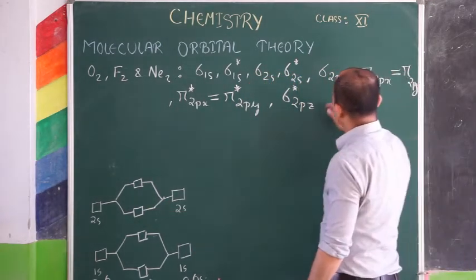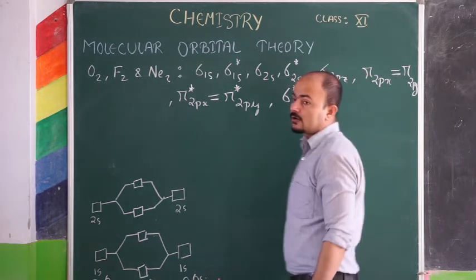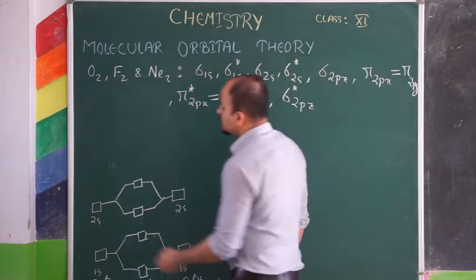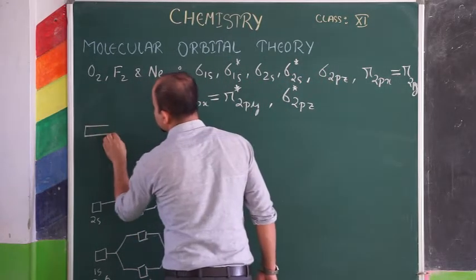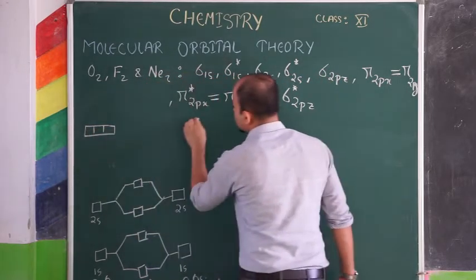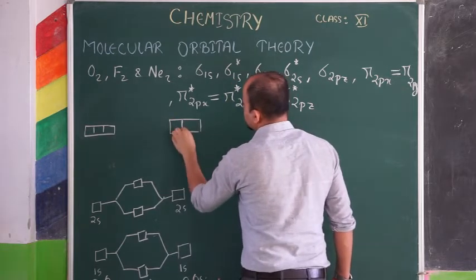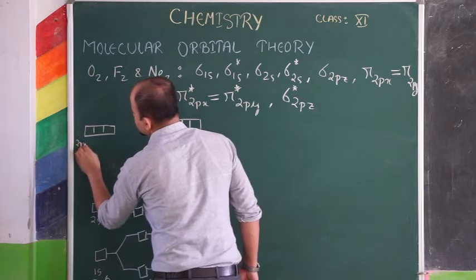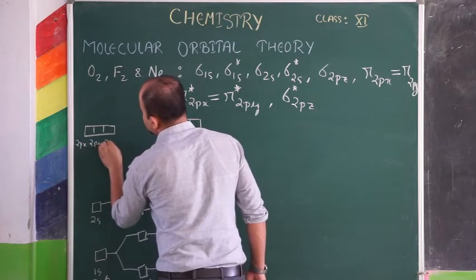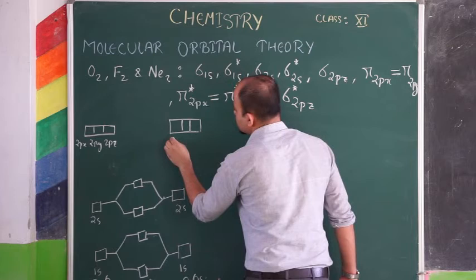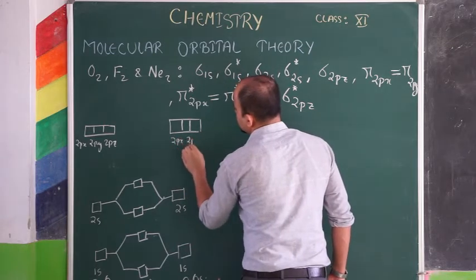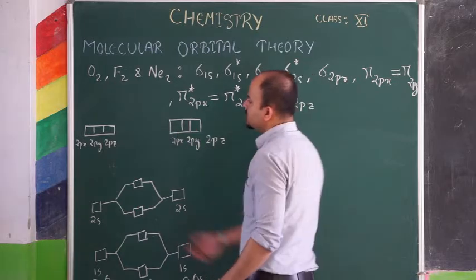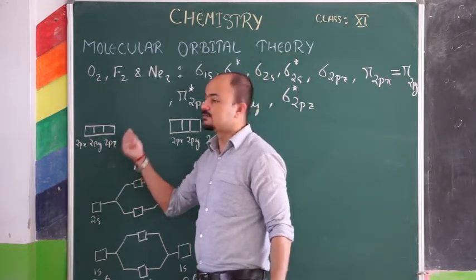Okay, then comes the p orbitals. Now in p orbitals you have three boxes. That means three boxes are there. 1, 2, 3. 1, 2, 3. So this is 2px, 2py, and 2pz atomic orbitals. This is also 2px, 2py, and 2pz atomic orbitals. The name for each box is 2px, 2py, and 2pz.